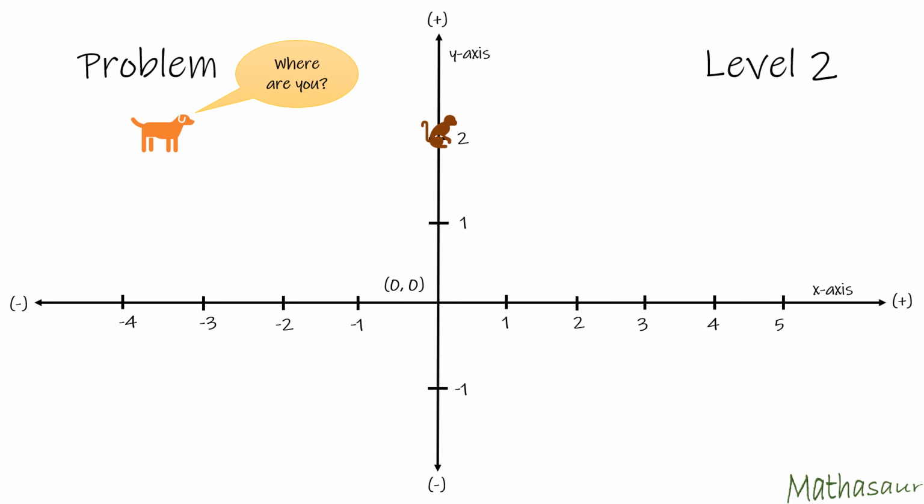Alright, let us look at another problem. Now the monkey is sitting somewhere on this plane and the dog is asking him, where are you? Let us make this simpler and try to figure out his position from the origin. Alright, now the monkey is sitting at the origin. He does not have to move on the x-axis at all. So let us write the x-coordinate as 0. Now for the y-coordinate, he has to move 2 units up, which is in the positive direction of the y-axis. So the y-coordinate shall be 2. So the monkey's position is 0, 2.